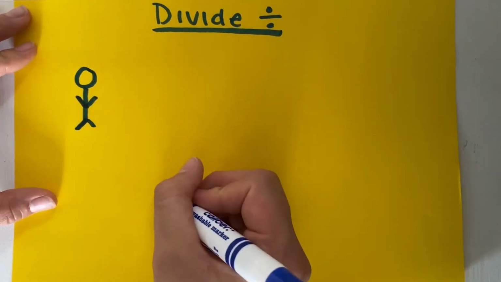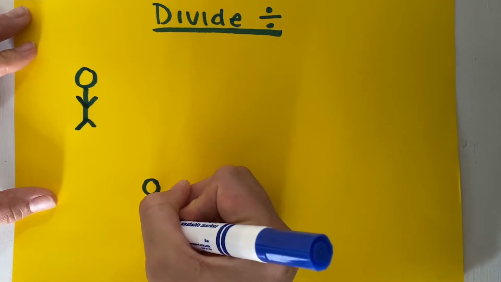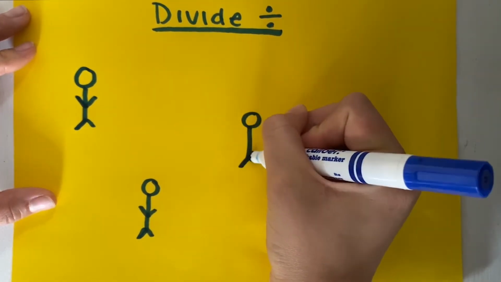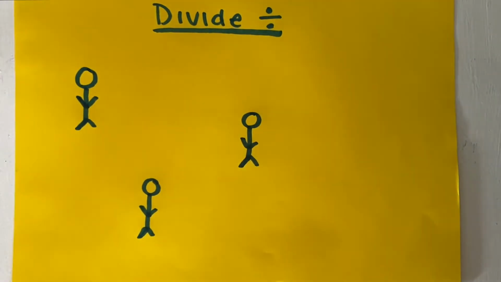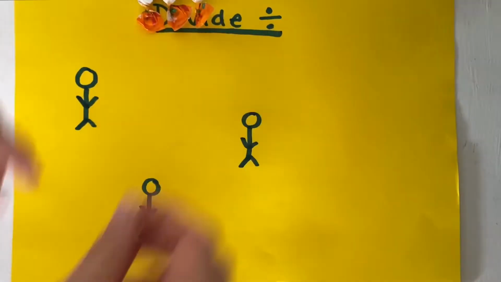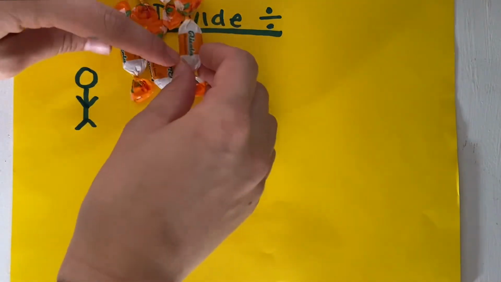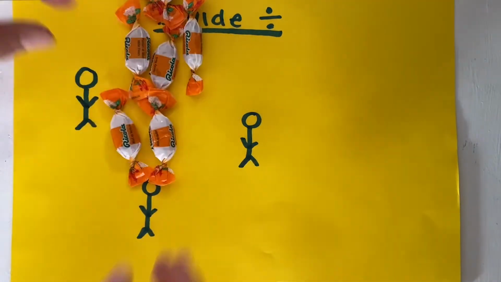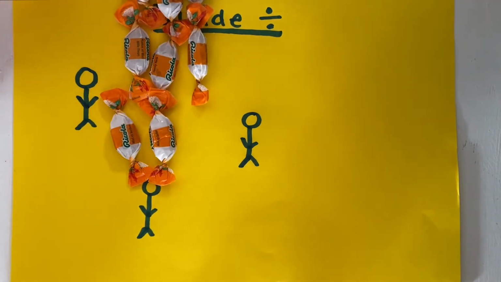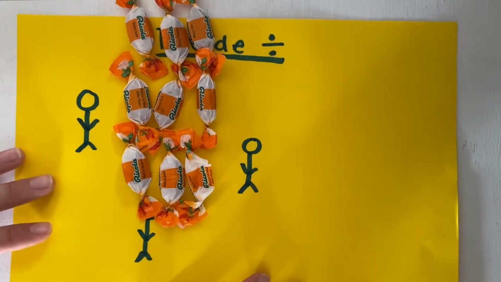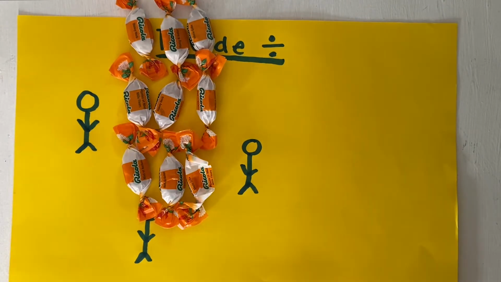So we're gonna start off with 3 friends. And these 3 friends just went trick-or-treating. And they all got candy. So we have these candies here. But they want the same amount of candy so that no one gets more candy than the other person. Alright, so what we're gonna do is to split or divide these evenly.